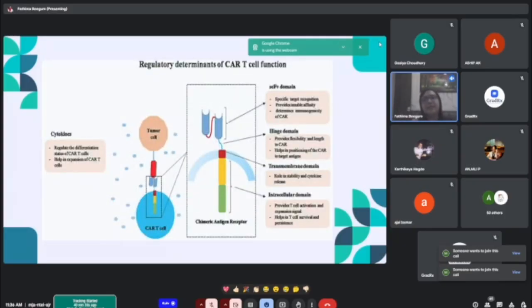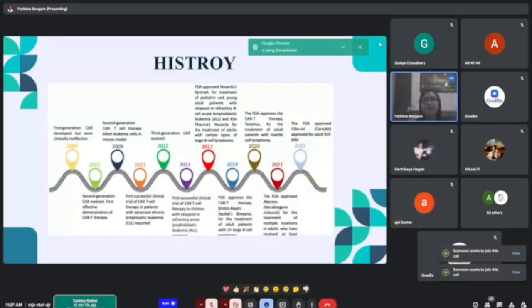You can see the regulatory determinants of CAR T cell function here. As we said, the scFv domain is the important part. Besides that, the hinge is another important portion, then the transmembrane domain and the intracellular domain. Sometimes it is also attached with cytokine releasing domains, which help increase the expression of CAR T cells as well as the destruction of autoimmune cells, autoimmune antibodies or tumor cells. So this is the structure.